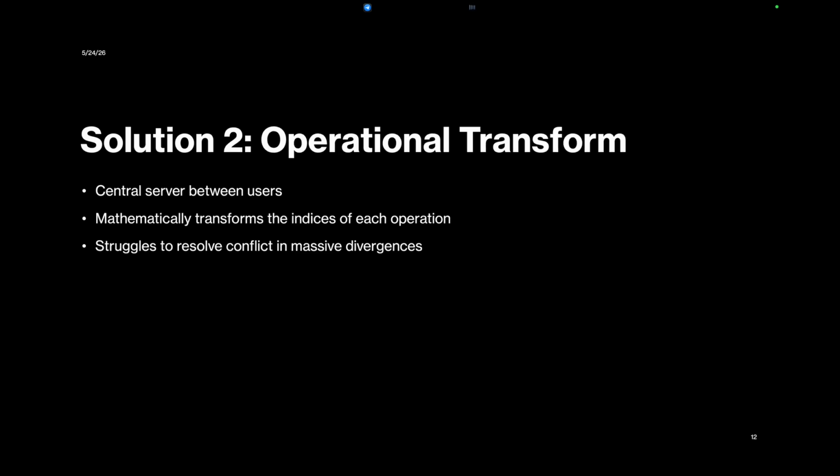Later in the 2000s, a better solution emerged: operational transformation, or OT. A central server is placed between the users. The server intercepts every request, mathematically transforms the indices so they stay logical, and syncs everyone up. This was a massive leap forward, but it introduced a new dependency. While OT does allow offline editing, it requires that central server to resolve the edits once you reconnect. If the offline divergence is too massive, the server struggles to merge them, causing bottlenecks or forcing manual conflict resolution.